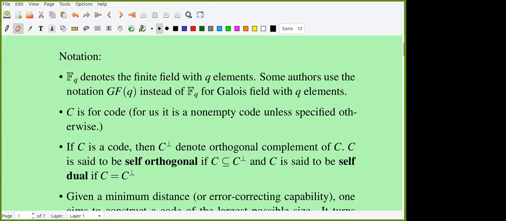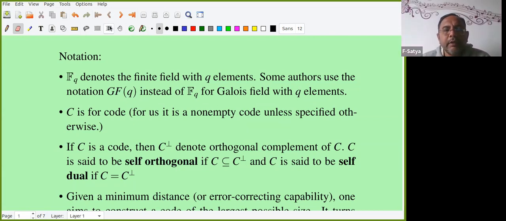Please go through the definitions given here, right? We know that F_q denotes the finite field with q elements. Is there any doubt in this? Some others denote it as GF(q), meaning Galois field. C is for code, right? Generally we take a non-empty set. A code is actually a subset of F_q^n, that is, F_q cross F_q, n times.